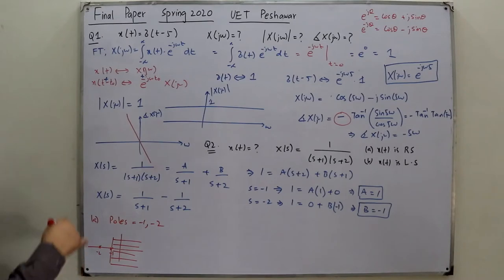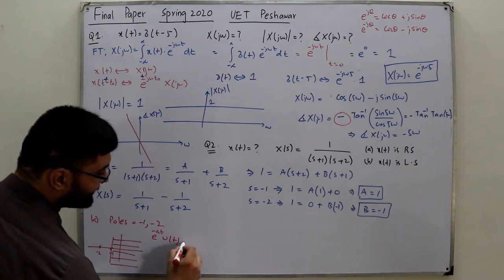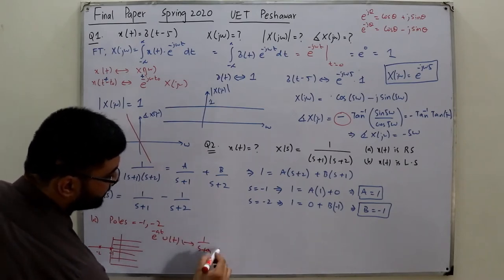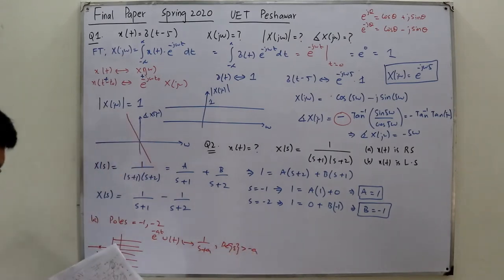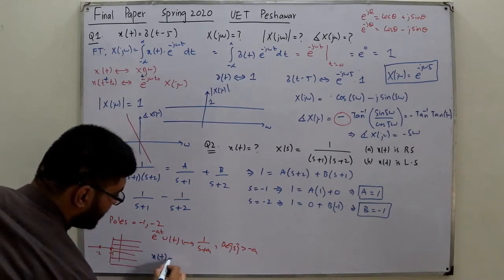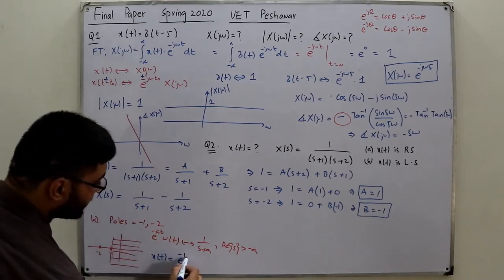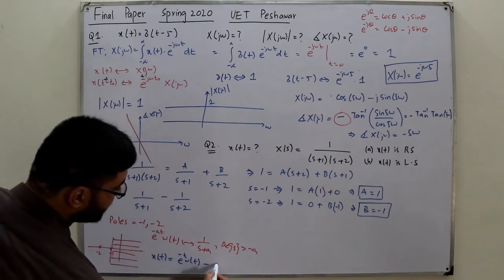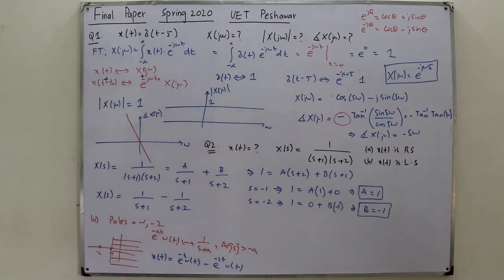What do you do for X of t? So you know the basic formula, exponential of negative a t into u of t, for a right sided signal, this would be equal to 1 over s plus a, with the real of s greater than minus a, right? So based on this, X of t would be equal to, a is 1, so it would be exponential of negative t u of t, then you have a minus sign, exponential of negative 2 t u of t. Is that fine? It is. You can take u of t common, whatever mathematical manipulations you need to do, you can.